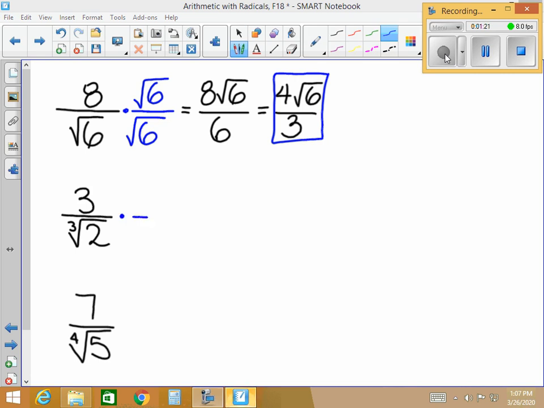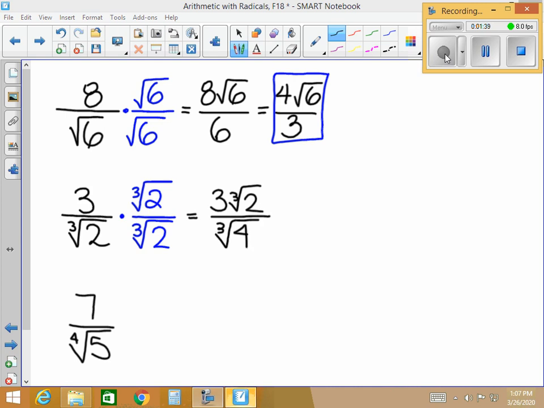If we move to a different root, something like a cube root or a fourth root, notice, and we had this example on the other page, that if you just multiply the cube root of 2 times itself, while this still would be an equivalent fraction, this would still be a true statement, when I multiply the stuff together on the bottom, I still have a radical there. Cube root of 4. Cube root of 4 doesn't break down, doesn't simplify anymore.